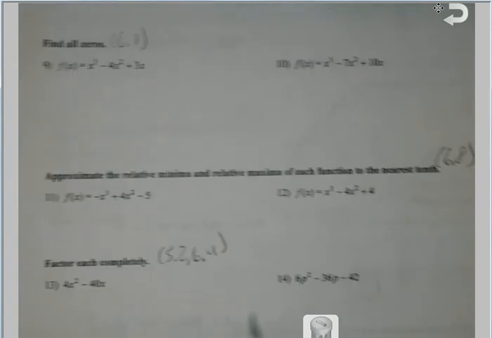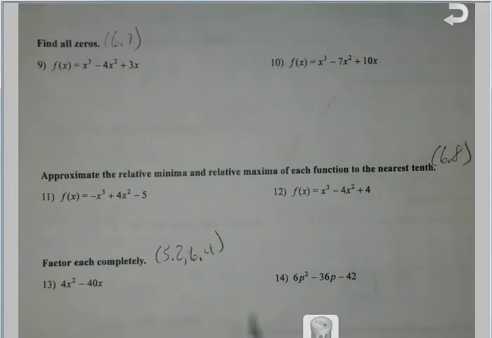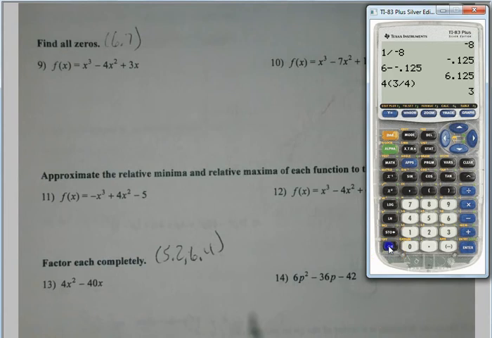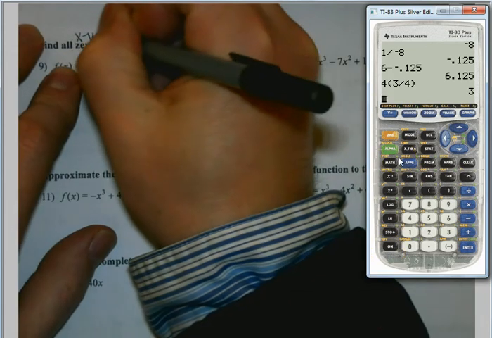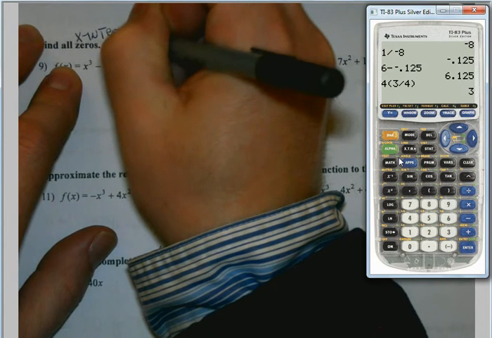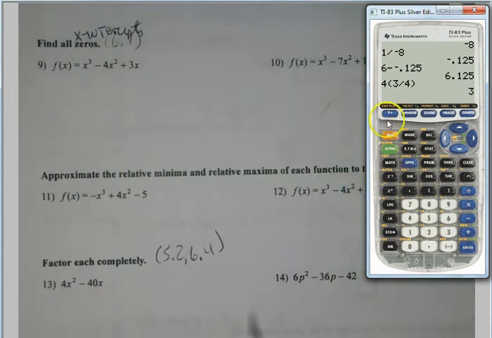So then I get over to the back, and I'm supposed to go find some zeros here. Now, when we've been looking for these before, zeros, otherwise known as x-intercepts. I'm going to go to the calculator. I'm going to plug my expression in.